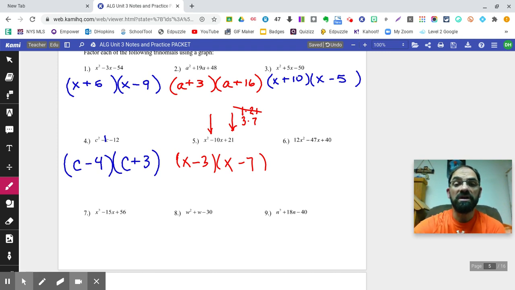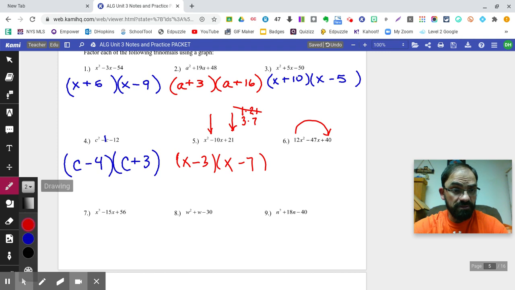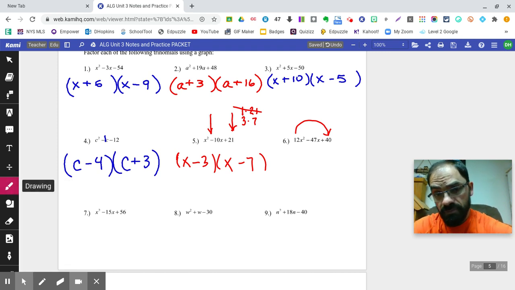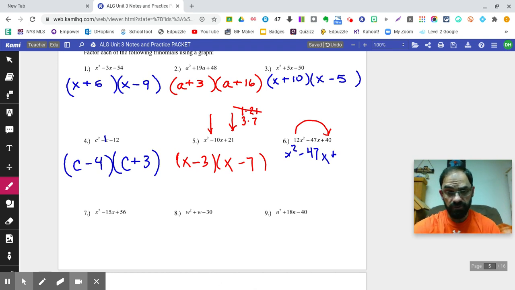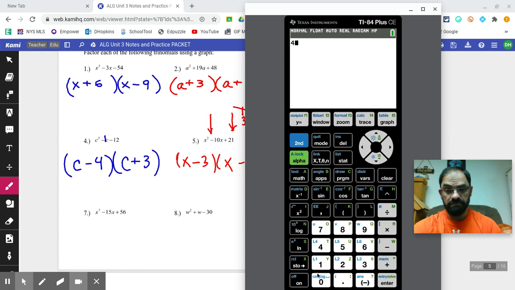So let's move on. Number 6 is a hard one. That's a throwback from a few lessons ago. So remember, if I have a leading coefficient other than 1, so in this case I have 12, I'm going to multiply that to the end. So that would give me, let's change my pen color, x squared minus 47x plus, let's see what 40 times 12 is. 480.